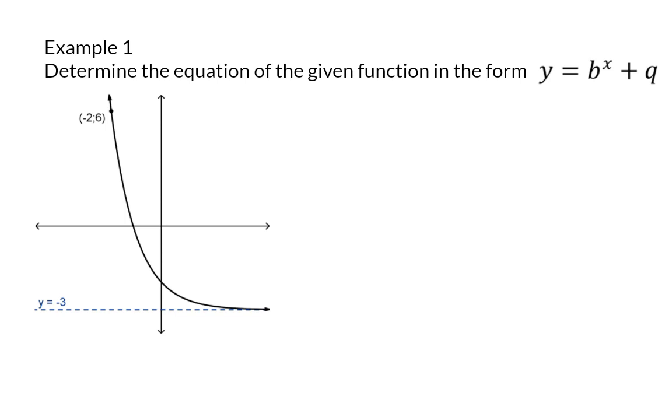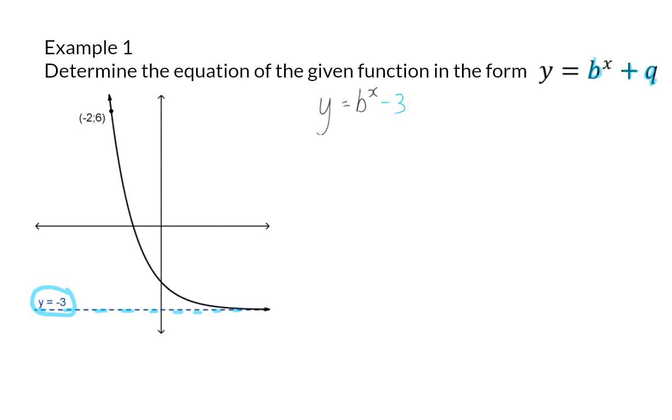Example 1. Determine the equation of the given function in the form y is equal to b to the power of x plus q. So here it is indicated that we should only determine a b and q value. If we go and have a look at the sketch, you will see that the horizontal asymptote is indicated, and this lies at y is equal to minus 3. So we know that the q value is minus 3.